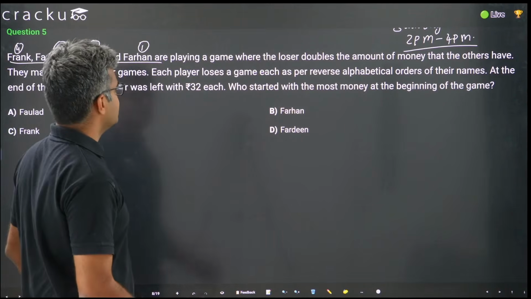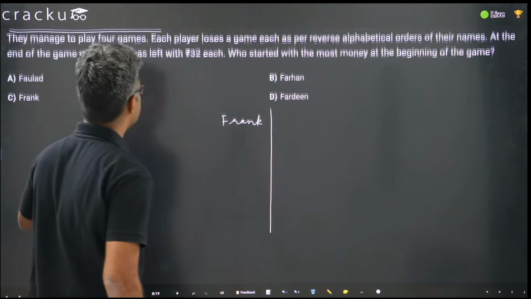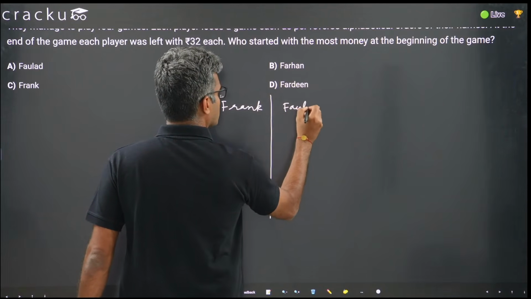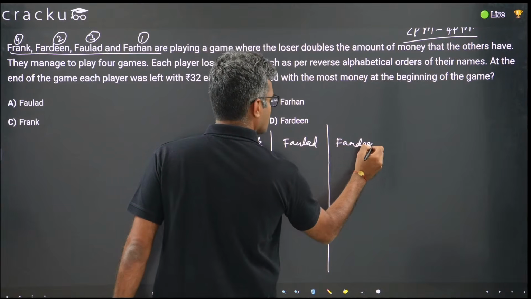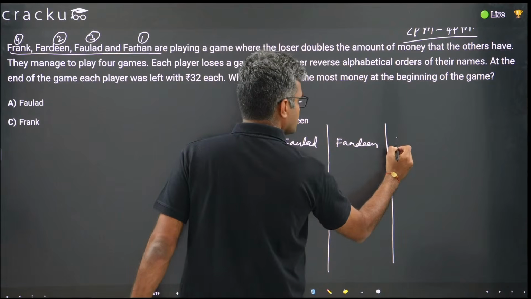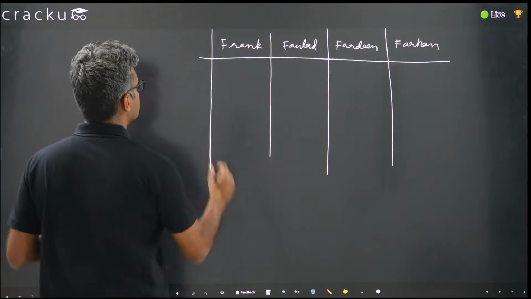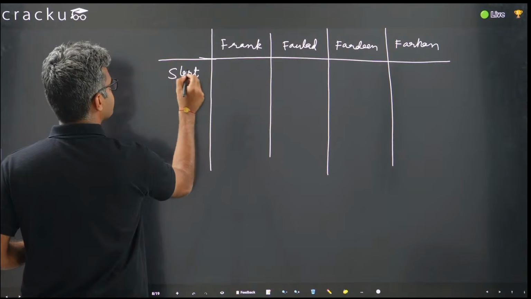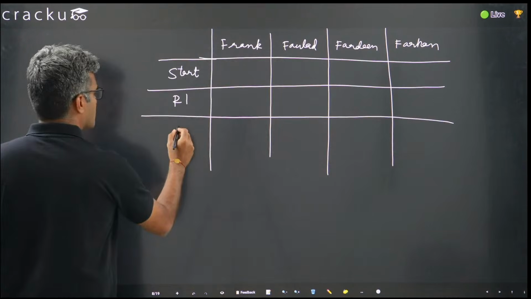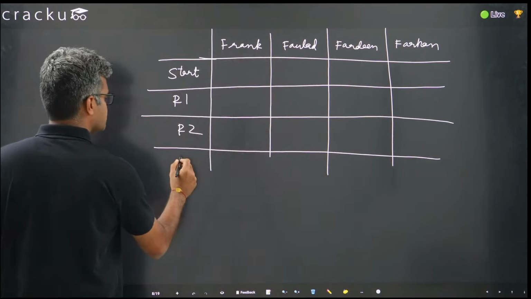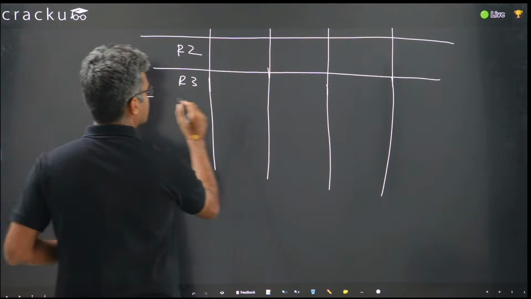Okay. Now they lose in reverse alphabetical order. So the first guy who loses will be Frank. Second guy who loses will be Foulad. Third guy who loses will be Ferdin. And fourth guy who loses will be Farhan. So let us assume that this is the money with them at the start. This is the coins with them after round 1. This is the coins with them after round 2. This is the coins with them after round 3. And this is the coins with them after round 4.